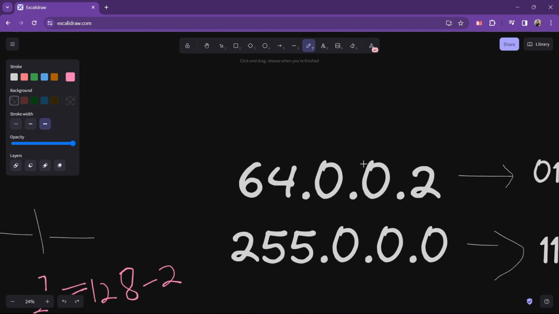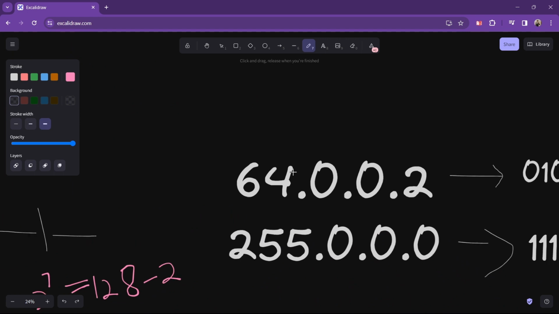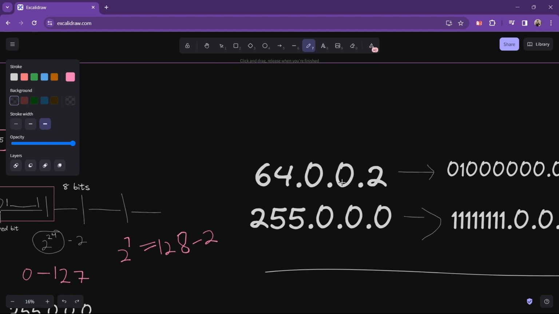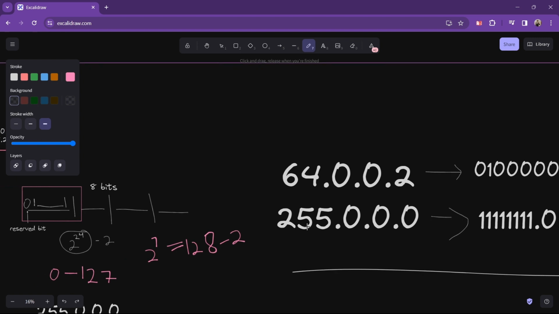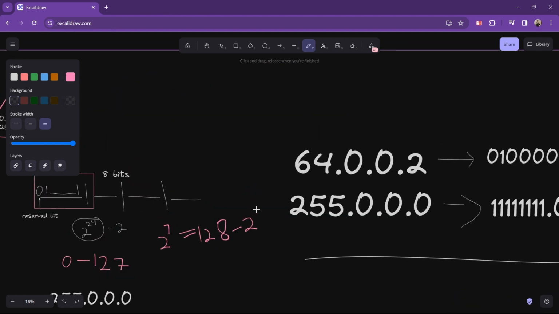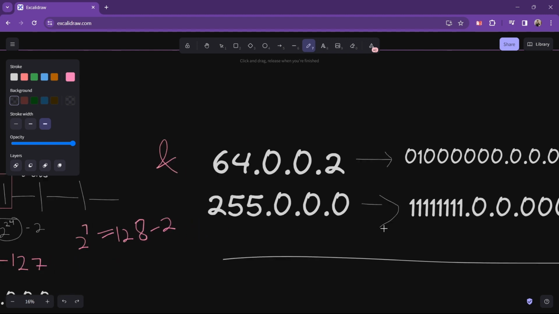Now let's take an example of 64.0.0.2. How do we know whether this IP is available in this particular class or not? Talking about class A, we'll calculate the subnet and do an AND operation on it. We'll do an AND operation with 255.0.0.0.